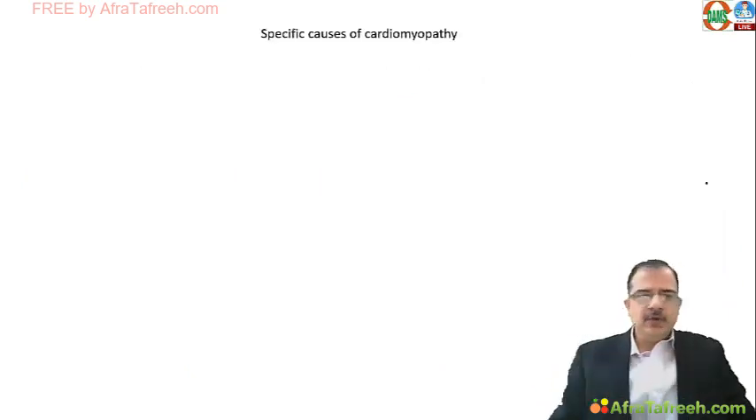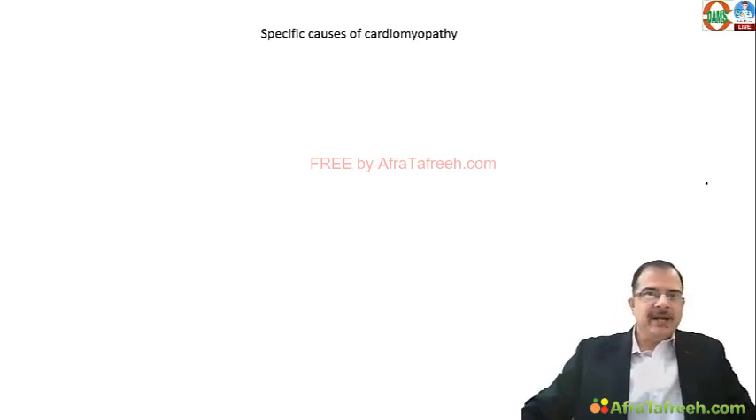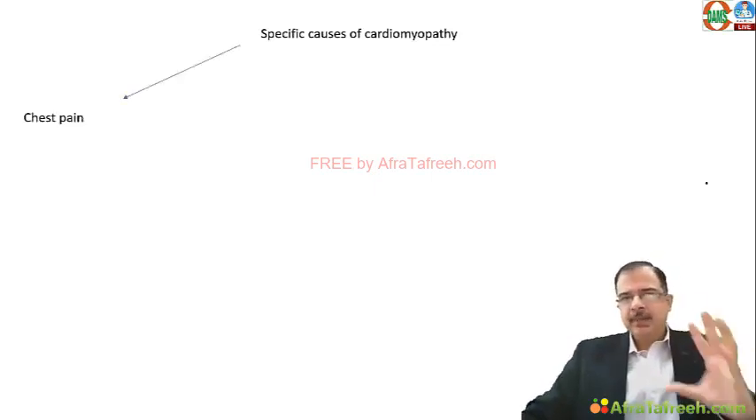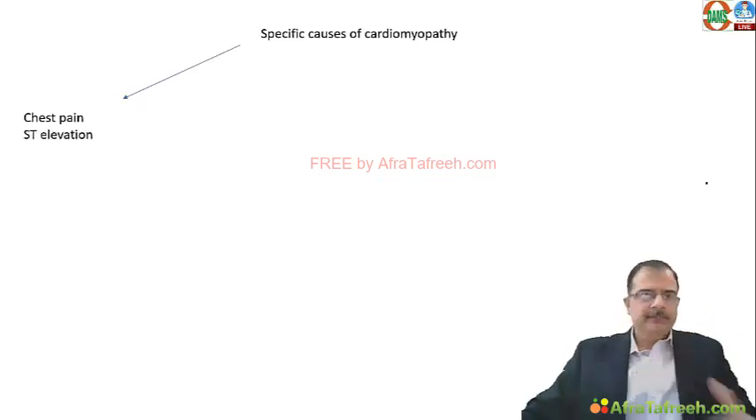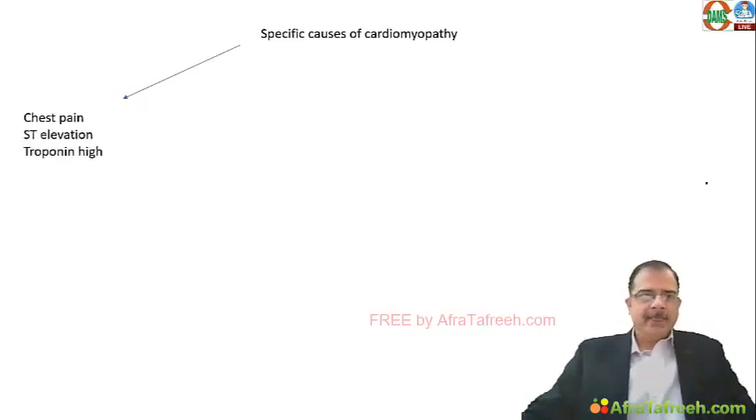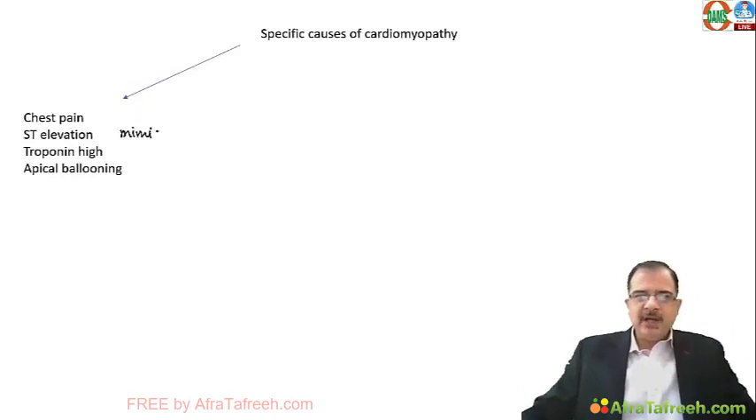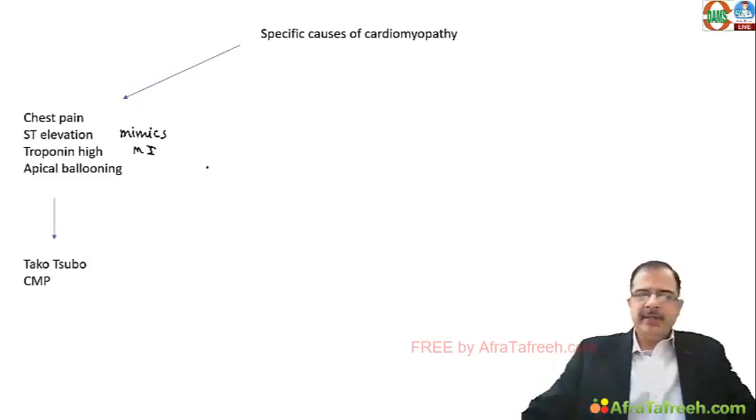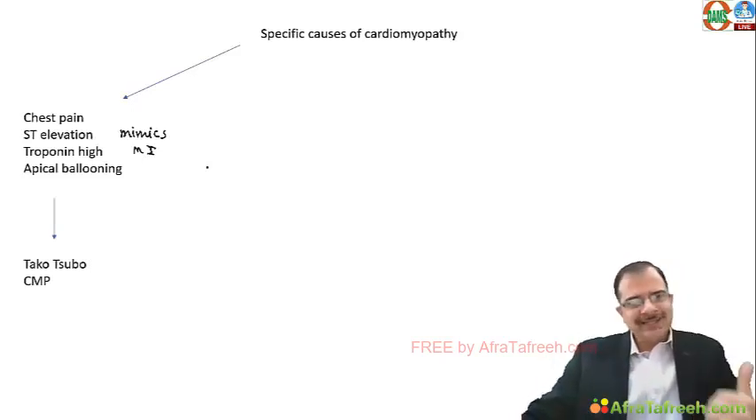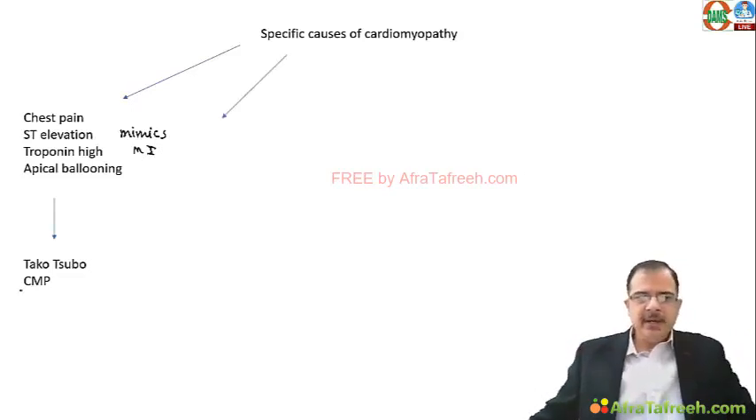And there are some specific causes of cardiomyopathies where you have to identify the diagnosis. The first clinical case: the patient has chest pain, ST elevation is there, troponin levels are high, and apical ballooning is seen. Along with the chest pain, this mimics a case of myocardial infarction. So this is Takotsubo cardiomyopathy, a clear-cut diagnosis, Takotsubo or stress cardiomyopathy. The treatment of Takotsubo cardiomyopathy is usually alpha followed by beta blockers.